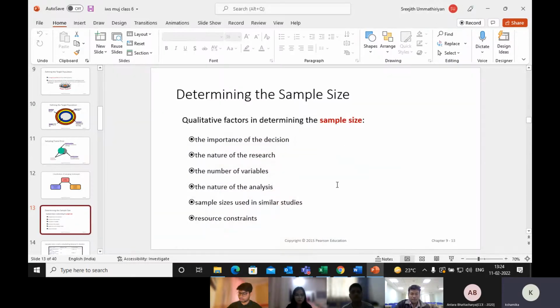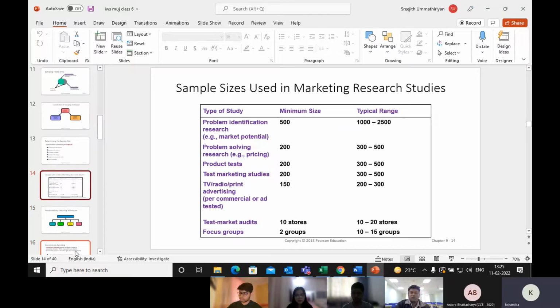Now, right, qualitative factors, the importance of the decision. Of course, if it's an important decision, then you need to make sure that you have a very strong case, and therefore go for a really large sample. Nature of the research, whether it's a causal research, whether it's a descriptive research, whatever. Again, all those things will vary. But I'm going to just take you quickly through rough indicators of what are acceptable sample sizes.